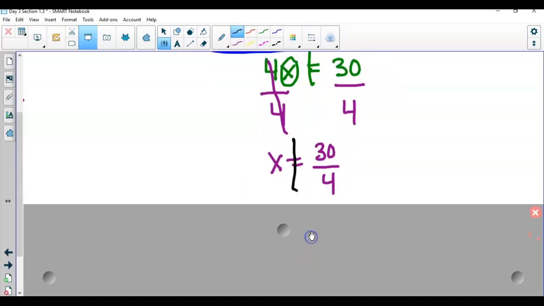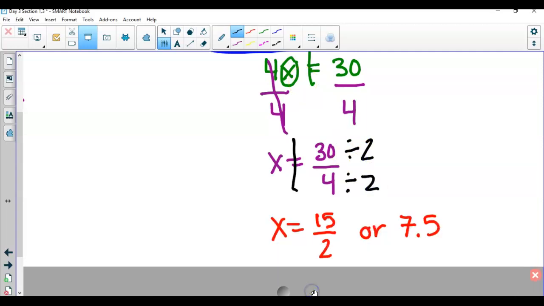And we have 30 over 4. Now some of you would be like, oh no, a fraction. Don't worry about it. Just think 30 and 4, what do they have in common? They have a 2 in common. So we can divide by 2 and divide by 2. And when we do that, we get 15 over 2, or a decimal is okay as well, 7.5.